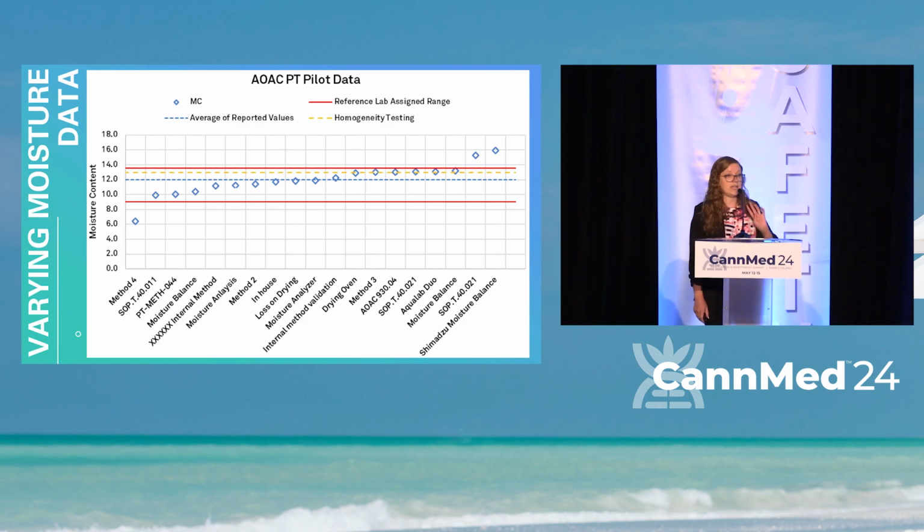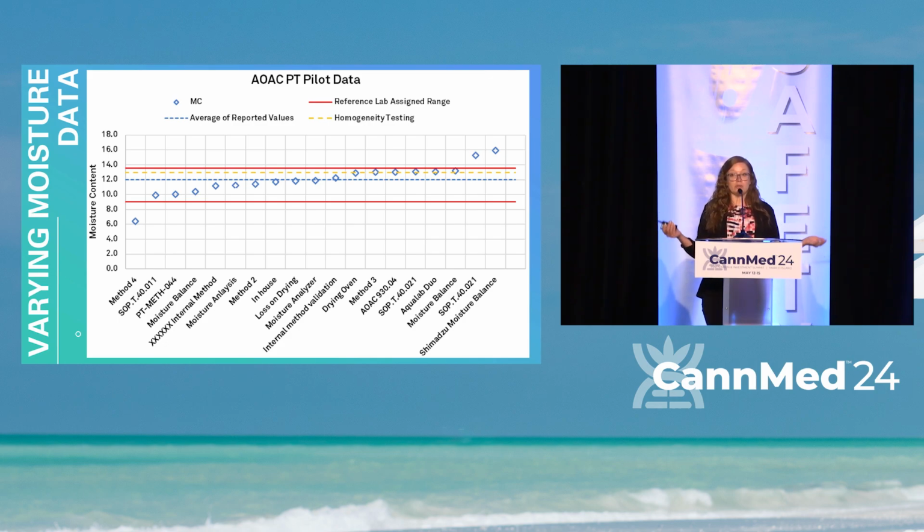AOAC is a standards organization, and they are in the process of creating a cannabis PT. With this cannabis PT and hemp PT, it's a real life sample. A lot of the PTs on the market require you to manipulate or change them, so you don't follow your standard protocol. This is different because it is a real life sample coming in and you process it as you would a normal sample. With the AOAC pilot data, we saw that labs reported moistures anywhere from 6% to 16%.